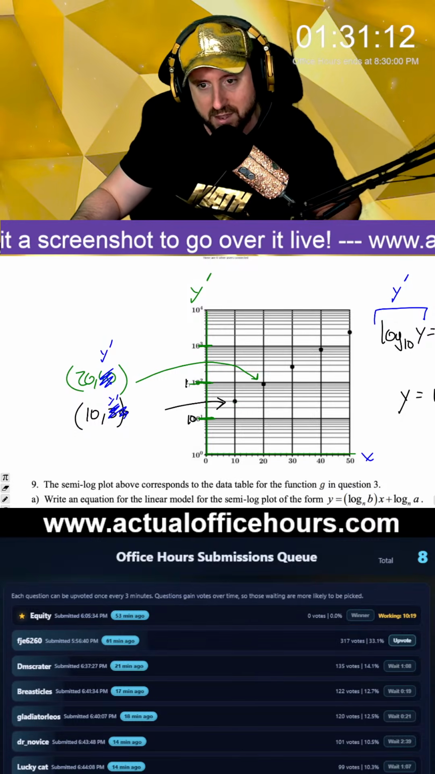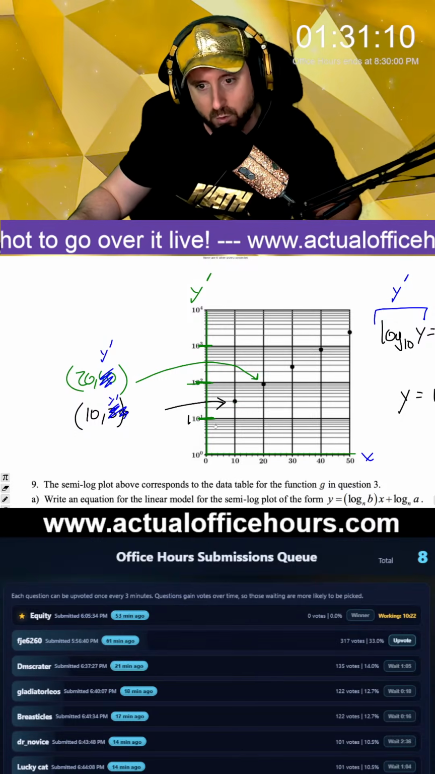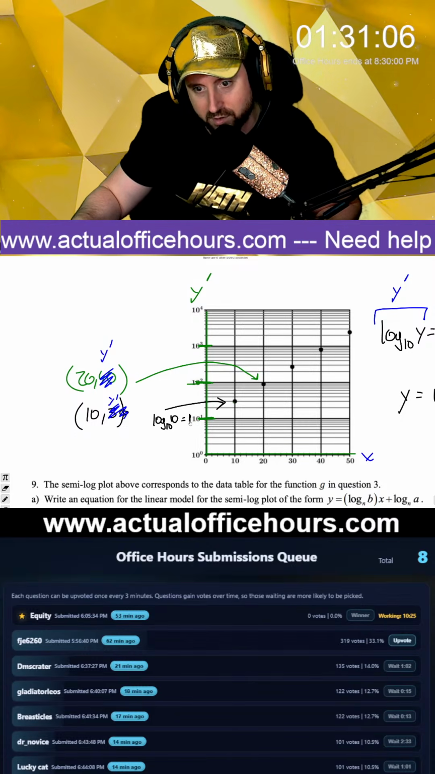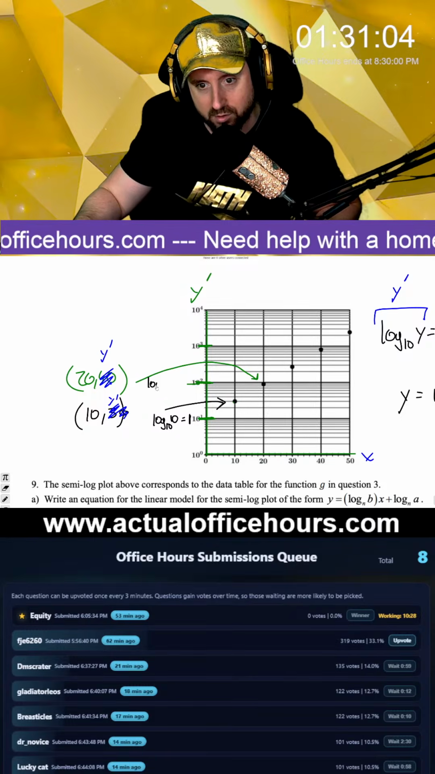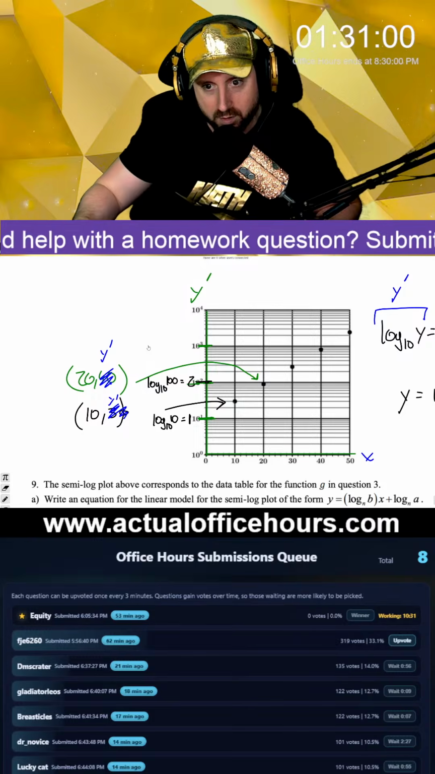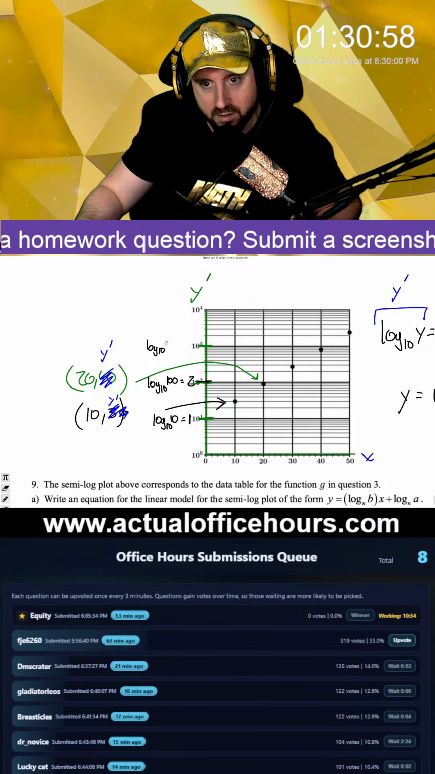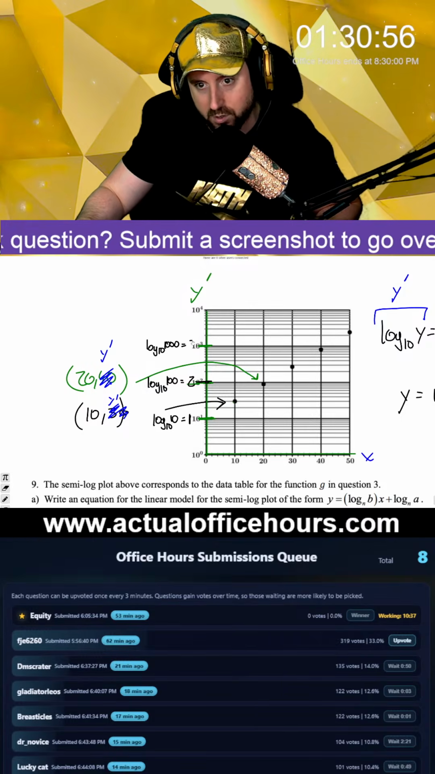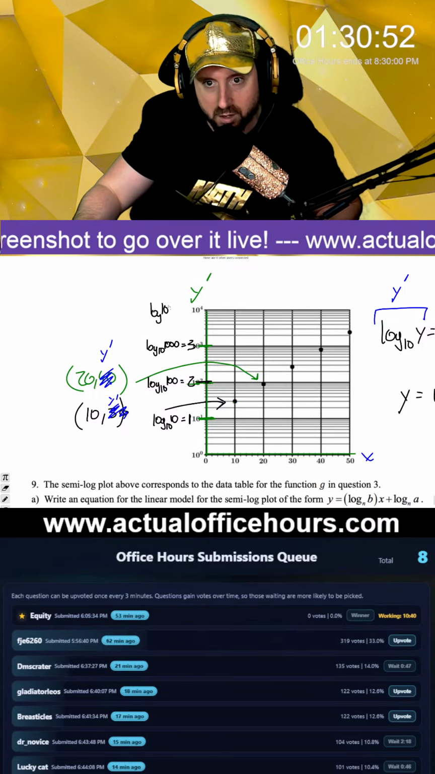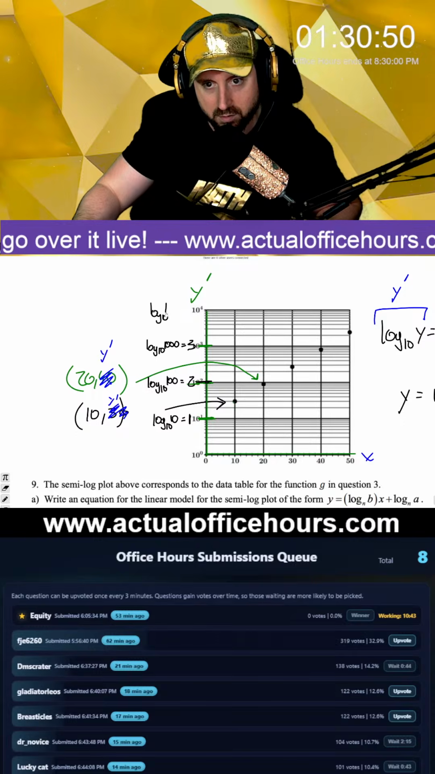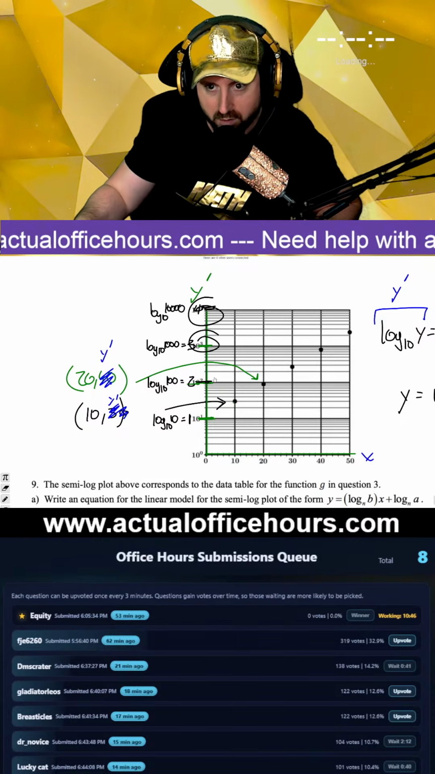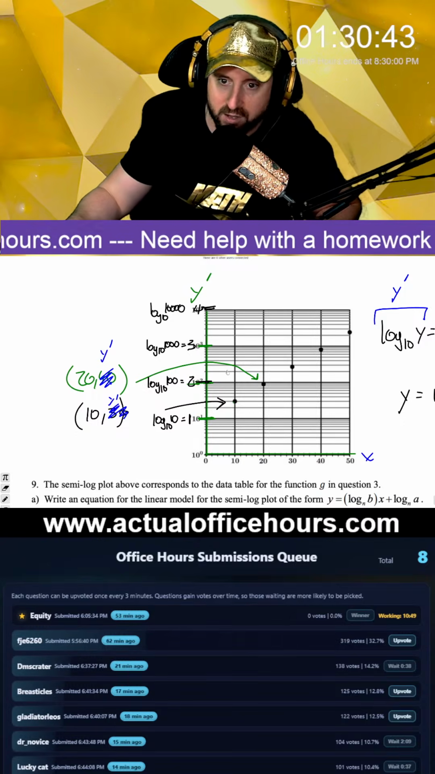Yes, this is 10. Yes, this is 100. But really what this is is log base 10 of 10. So really this is 1. And then this is log base 10 of 100, which is equal to 2. And then this is log base 10 of 1,000, which is equal to 3. And then this is log base 10 of 10,000, which is equal to 4. Now the graph makes sense, right?